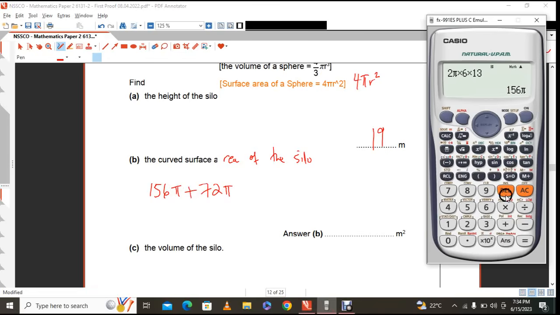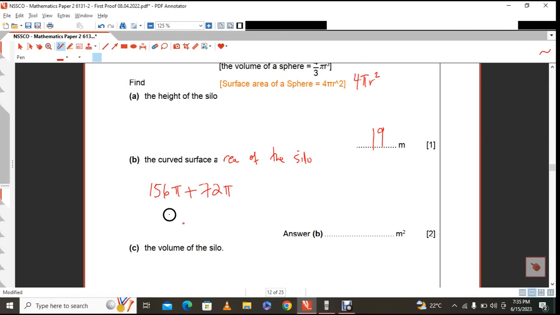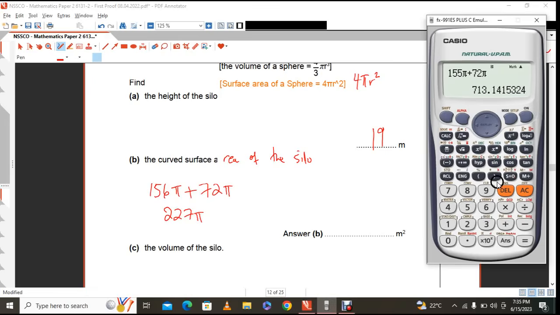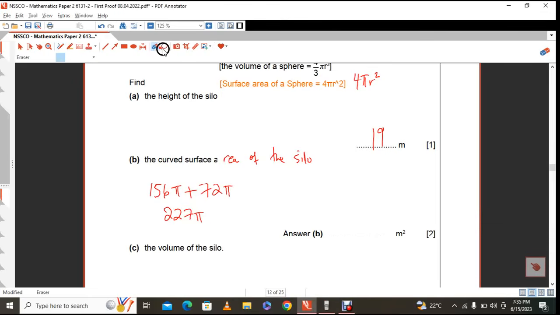Of course, grab your calculator. Then you have 156 pi plus 72 pi. Of course, that gives you 227 pi. Oh, so I made a mistake in my calculations. Let's just go back. It's 156 pi, not 155, plus 72 pi. Okay, that is 228 pi.